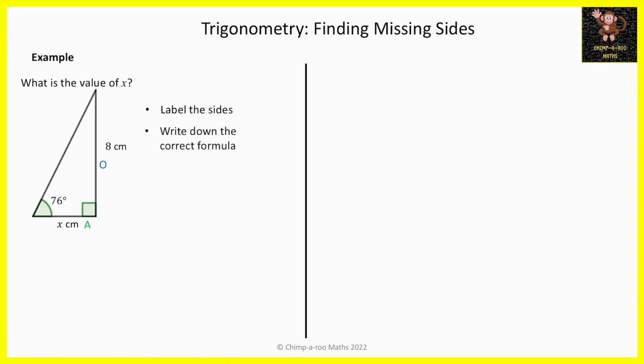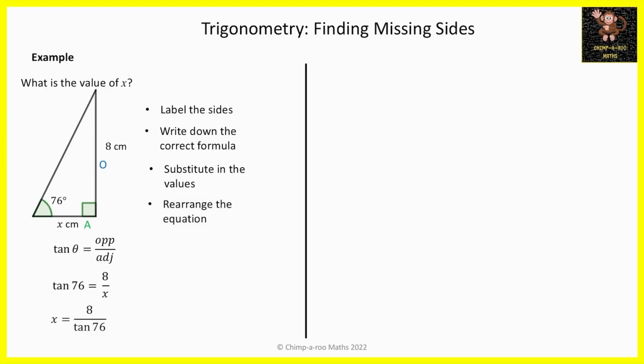Write down the correct formula. This time we've got O over A, opposite over adjacent, so it's tan. So tan 76 is 8 divided by x. And this is where the difference is, it's 8 divided by x. So when we rearrange that, we will get x equals 8 divided by tan 76. And when you solve that equation, you get 1.99, which is sensible, it's less than 8.